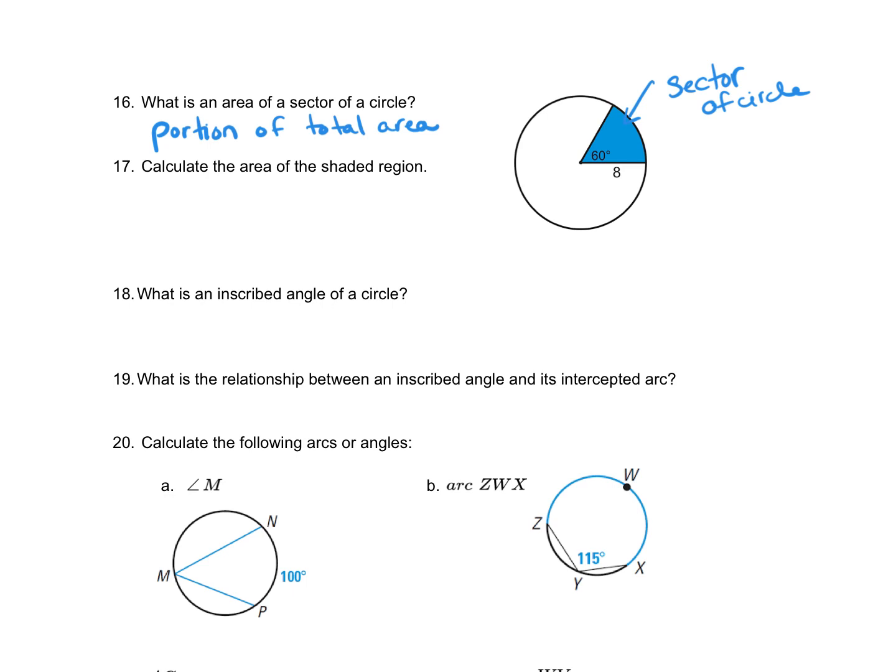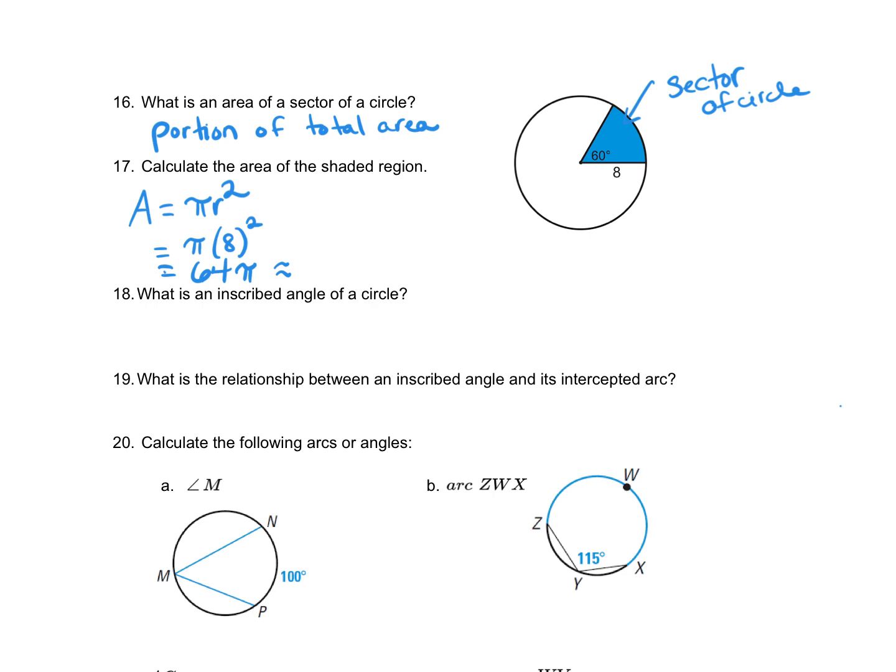So to determine how much of the area is represented in that shaded region, that sector, the first thing we need to do is find out what the total area of the circle is. The formula for area of the circle is pi r squared. Now my radius is 8. Remember, order of operations: we do exponents before we multiply. So 8 times 8 is 64, so this is equal to 64 pi.